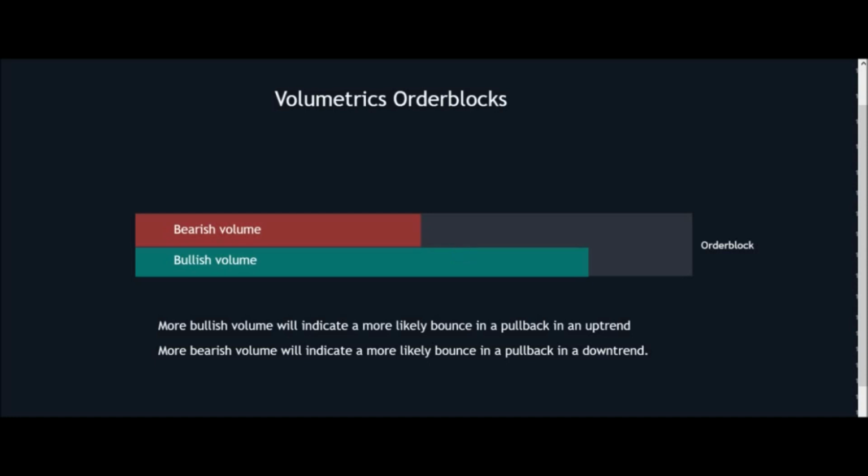These blocks reveal where institutional players initiate their positions. We can leverage this information for potential entry points or take profit levels, especially when enough supporting confluence align, increasing the likelihood of a successful trade. So volume serves as an additional metric that confirms the strength of these order blocks. So a bullish order block accompanied by a bullish volume is more likely to be valid. That's what you're really supposed to know.